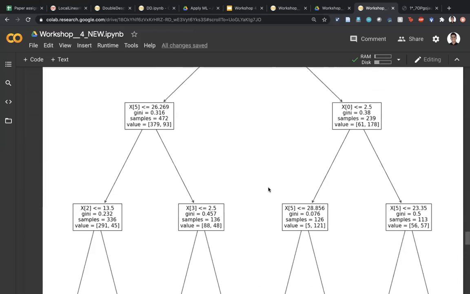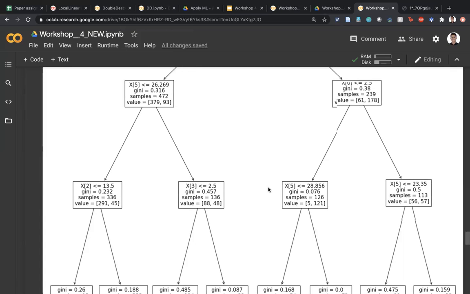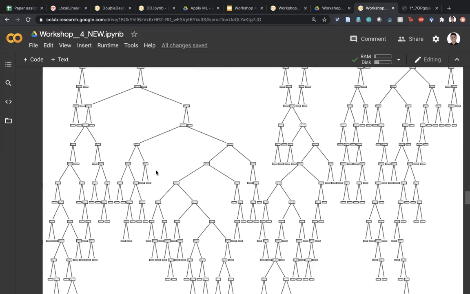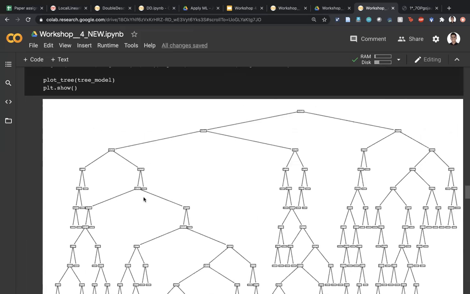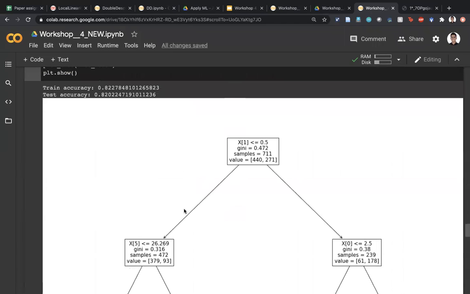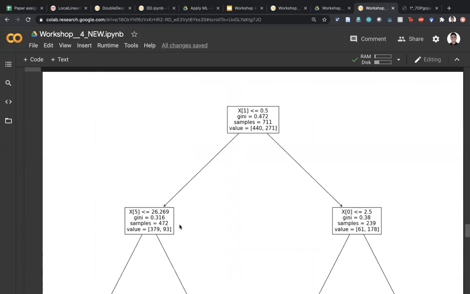Yeah. So like Harsh mentioned, if you look at this tree over here, and then you look at the massive tree that we got before, if you cut off this massive tree at depth 3, it's going to look the exact same as this particular tree. Right.